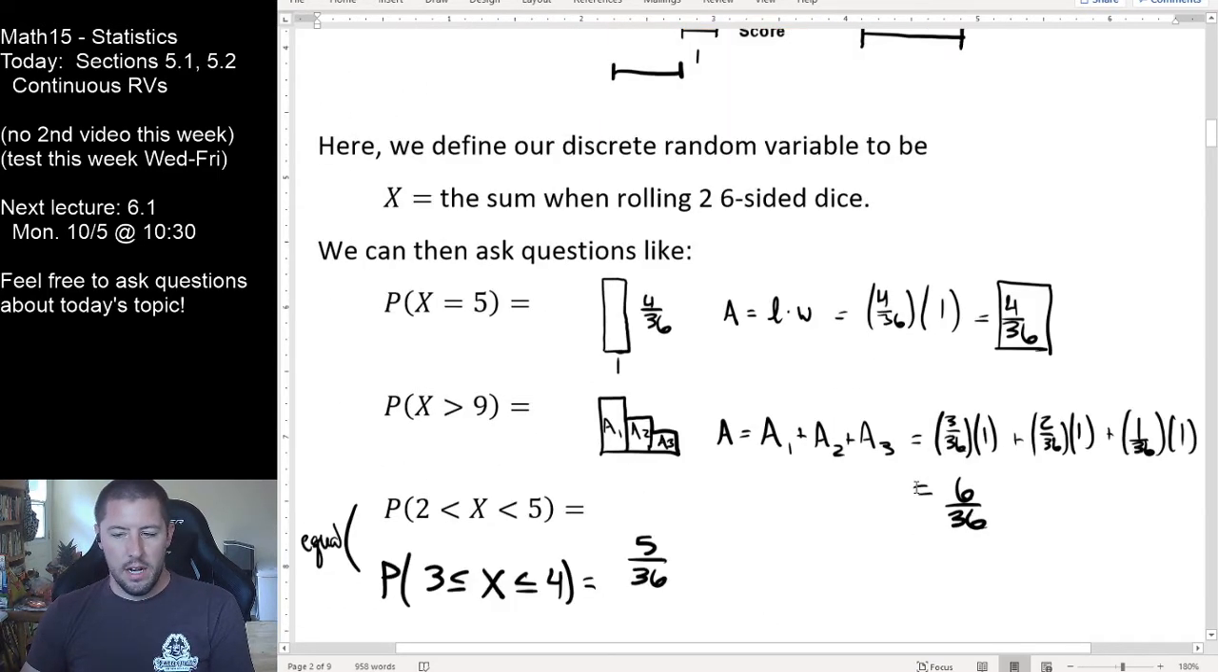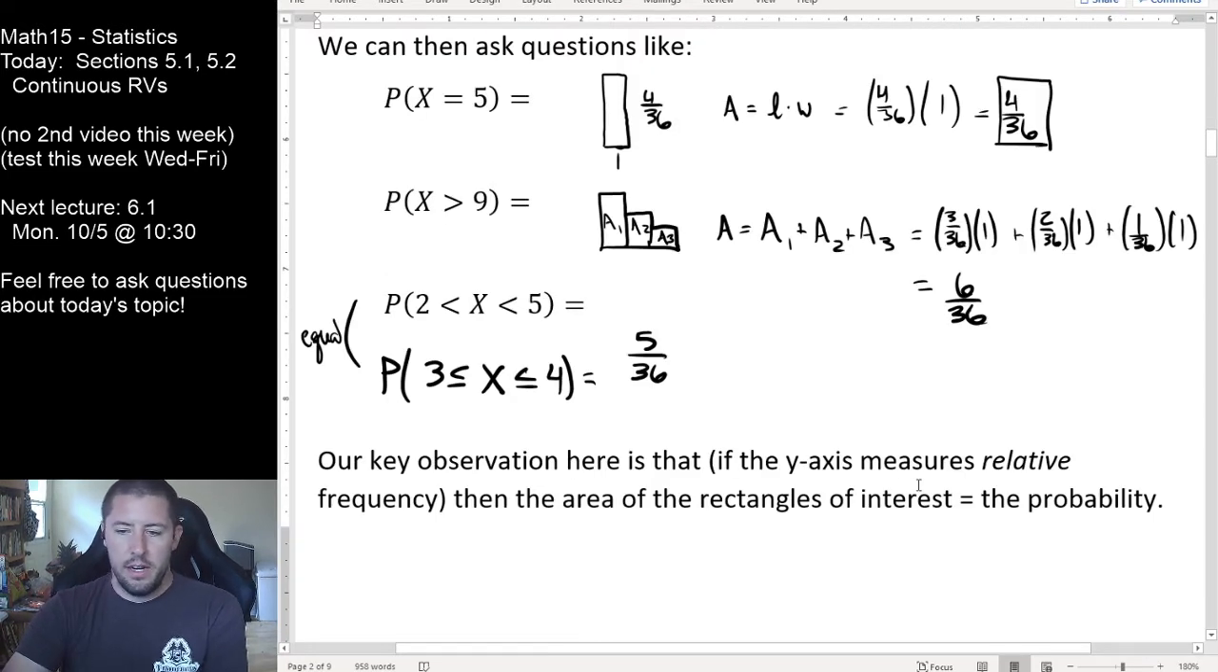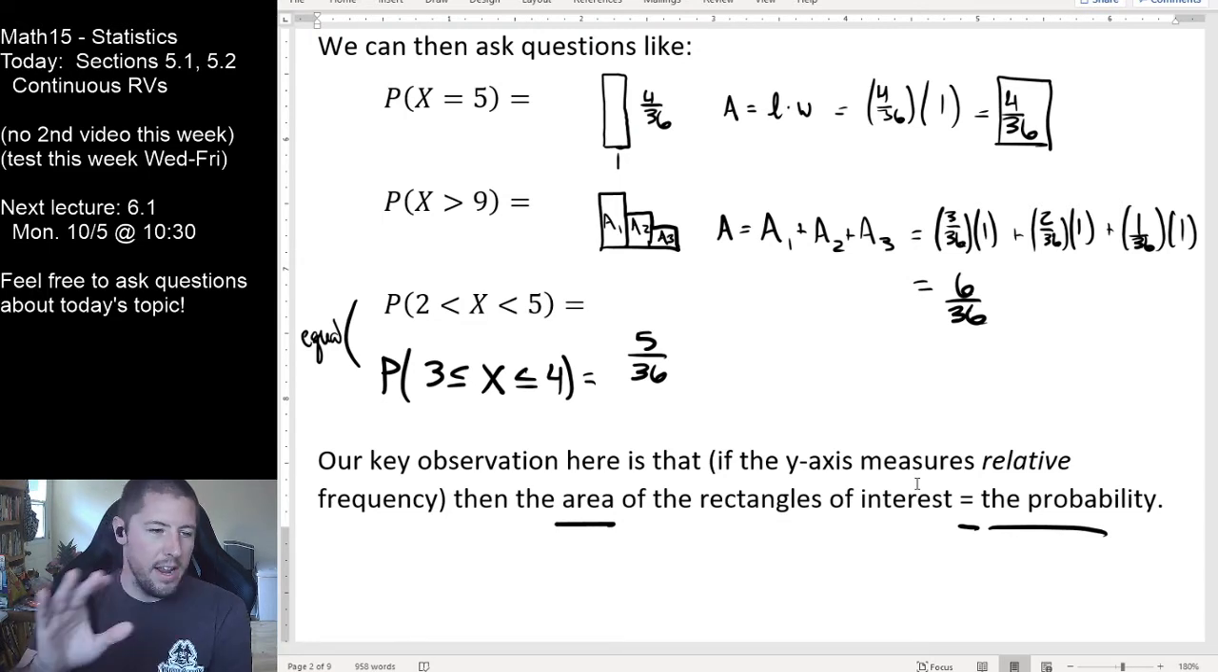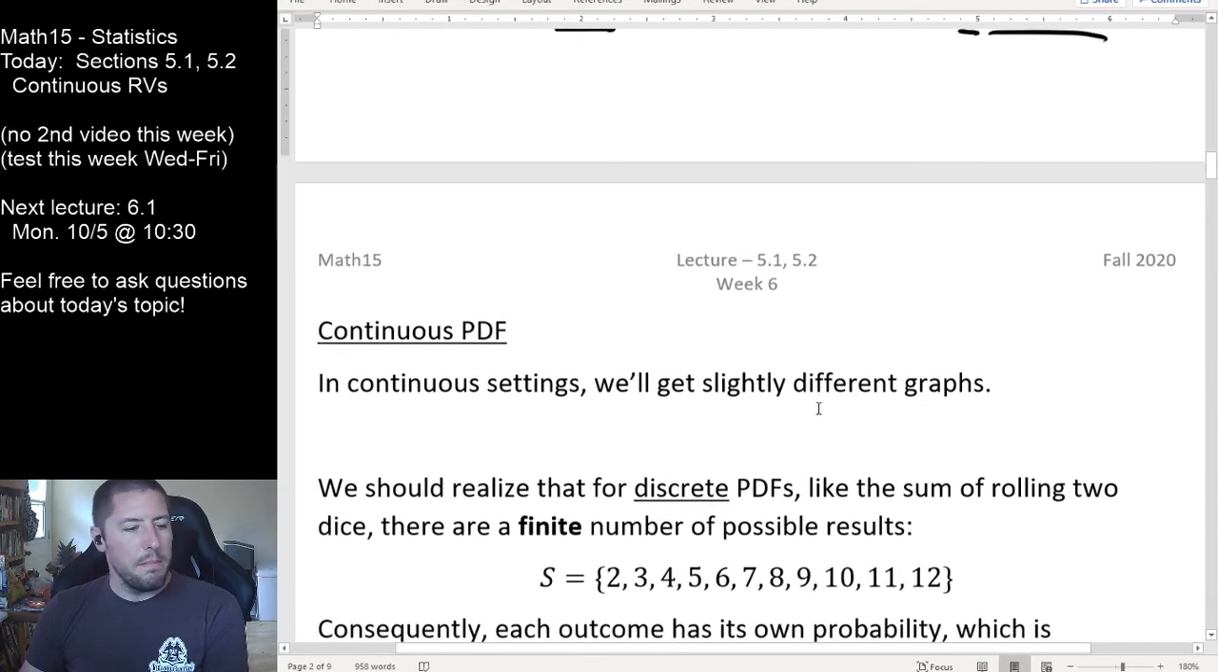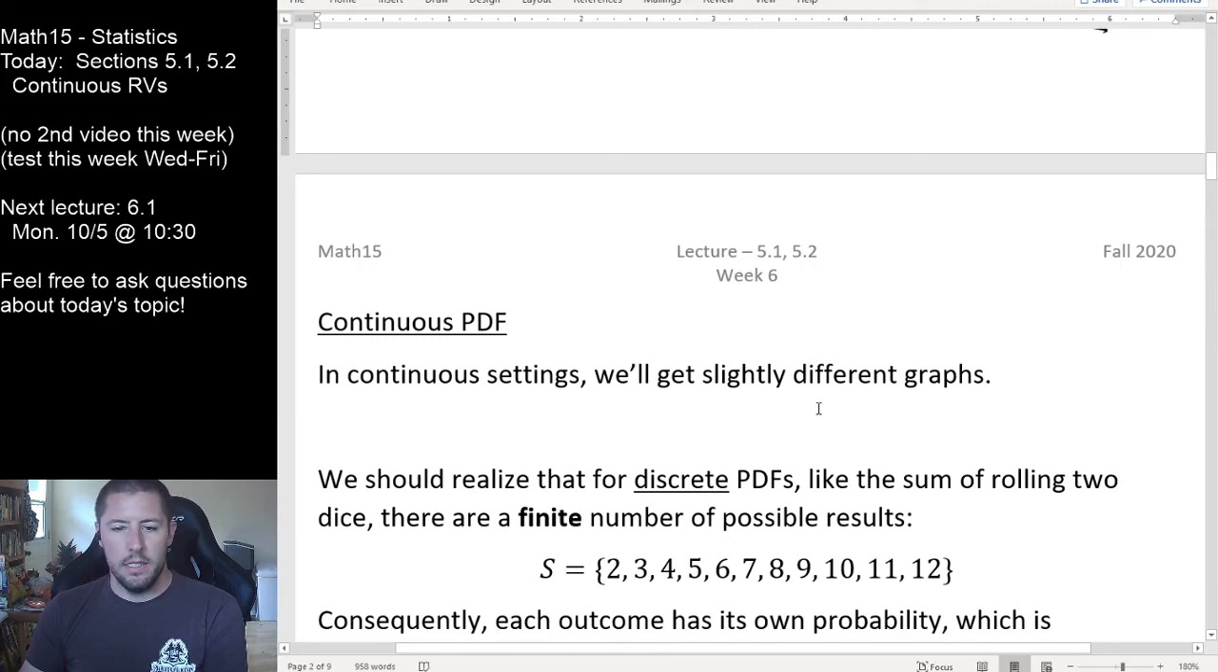So again, our key observation here is that as long as our y-axis is measuring relative frequency, the percentage or proportion, then the area is equal to the probability, right? That's our kind of our, if I'm going to say one sentence about all of section 5.1 and 5.2, it is the area is equal to the probability. That's our big idea here for our graphical representations of our probability distributions and computing probabilities that are associated with them here. So let's step this up now to thinking about a continuous setting here instead.